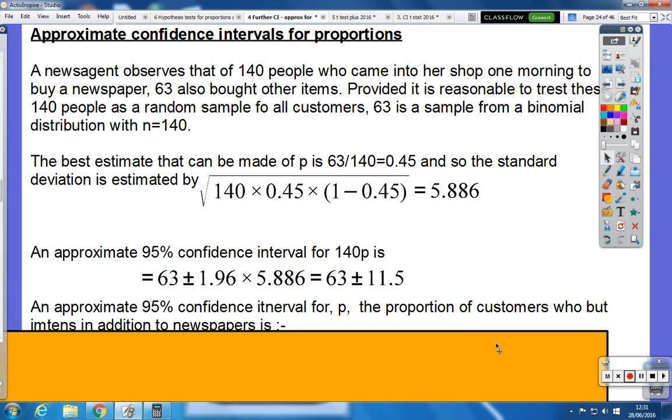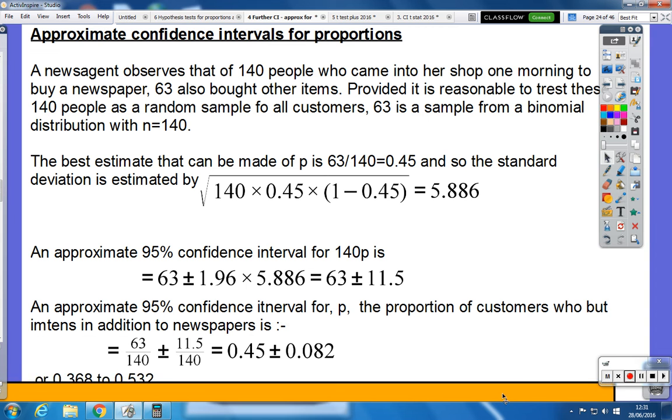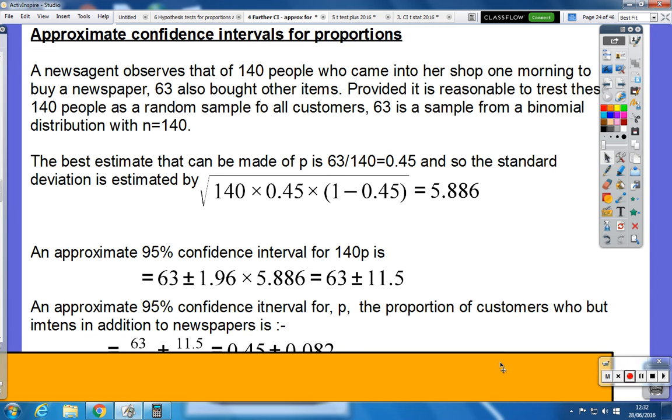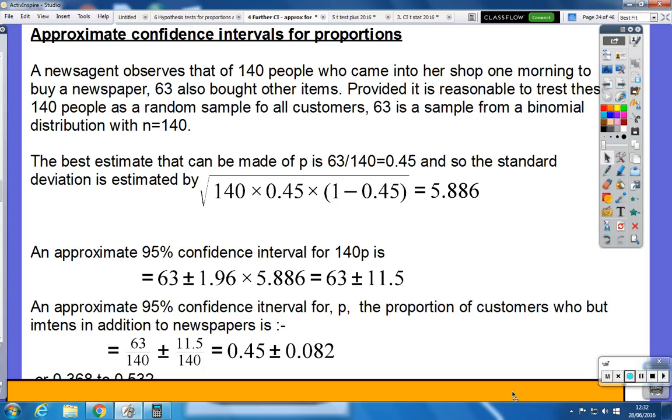So we do plus or minus that, which gives us that answer. Okay. If you chose to do it, there is another way of doing it. So we get our answer then.